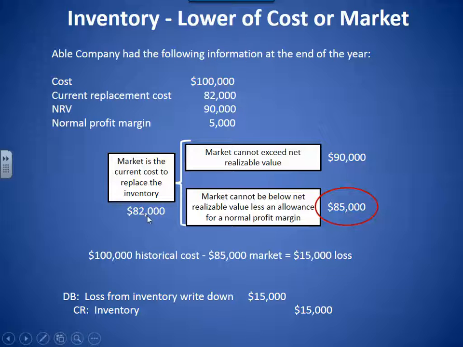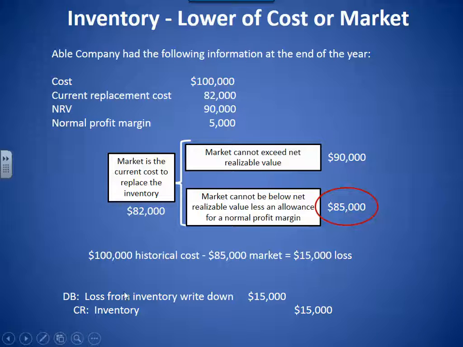So normally, if it was within the ceiling and the floor, we would basically leave the market at $82,000. But since the market is below the floor, we can't go below the $85,000, basically the net realizable value less an allowance for the normal profit margin. So in order to measure our loss under lower cost of market, we would take the $100,000 historical cost, subtract out the $85,000 floor, which we'll call market, which means that we end up with a $15,000 loss.